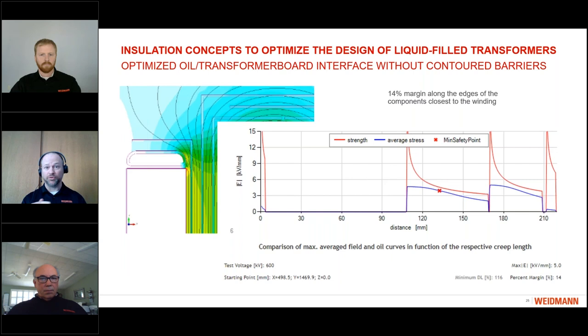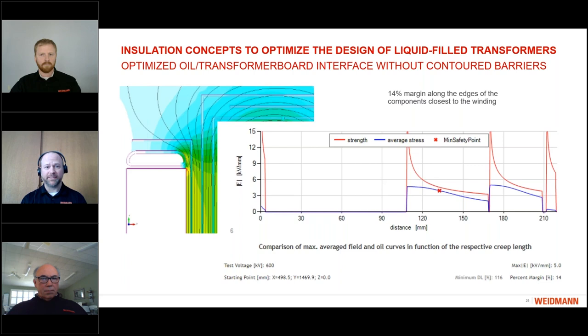You can see here, we can calculate the stress that is accumulated along that interface. And in this case, it's quite a low number, 14%. It's not negative, but it's still a low number telling us that there is risk of creep accumulation along the surface of those pieces of insulation.